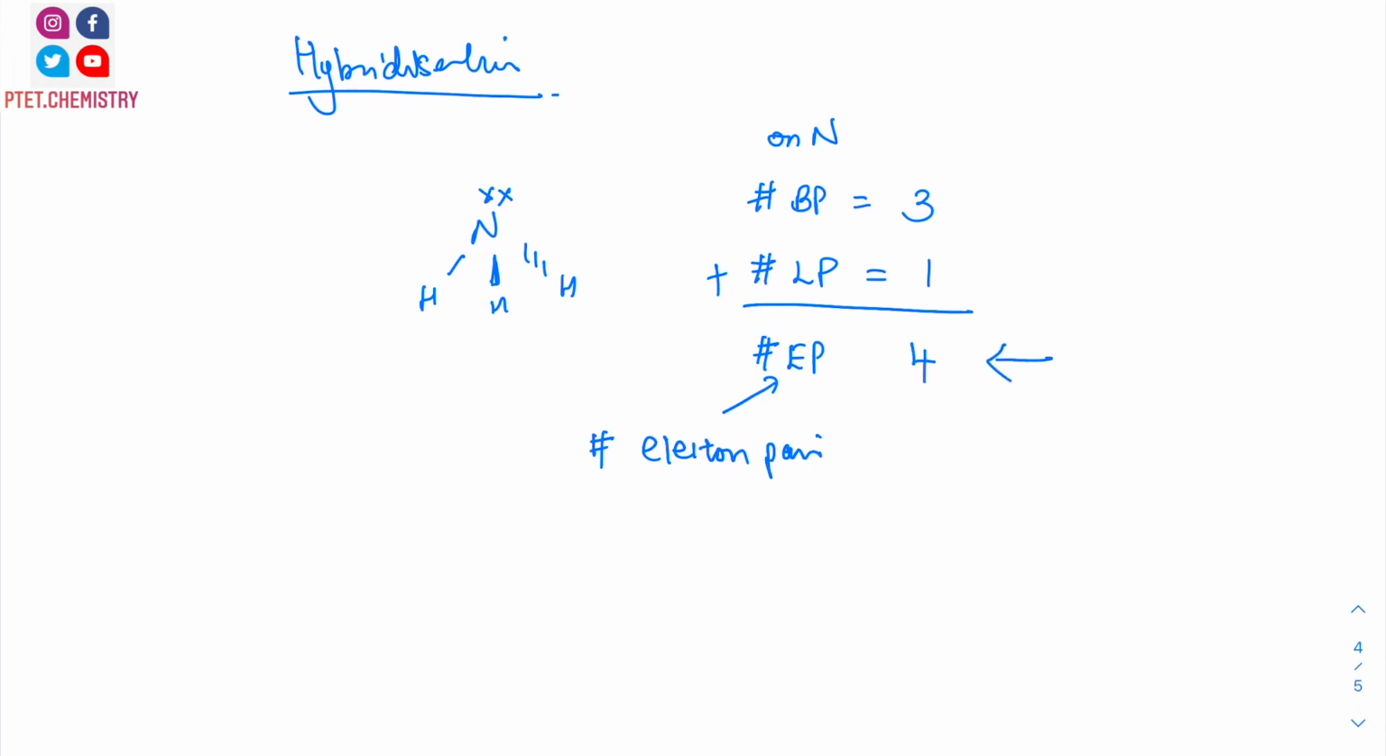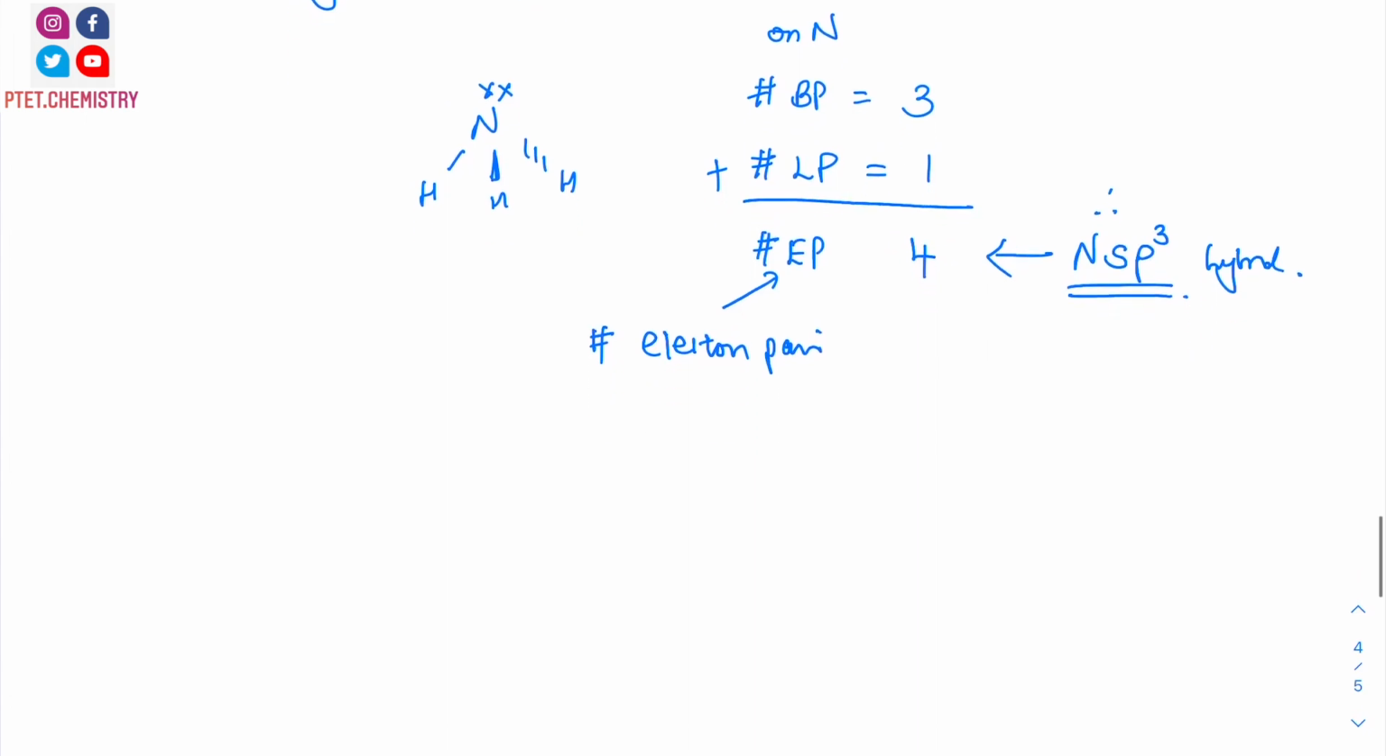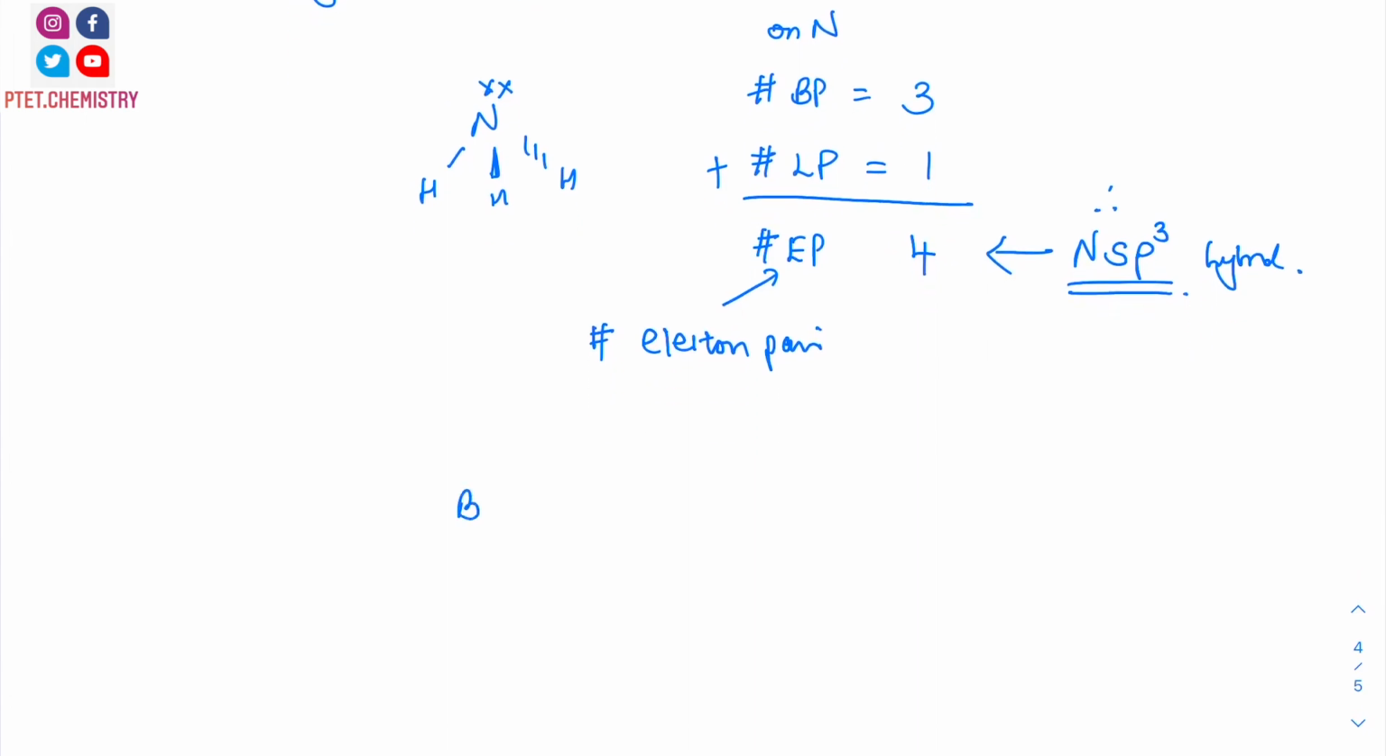To get 4, you need to use the 2s and the 2p of the nitrogen for bonding. You will get s, only one of them. How do you get to 4? It must be 1 plus 3. Therefore, it is a nitrogen sp3 hybrid. That's how you work out the hybridization very quickly.